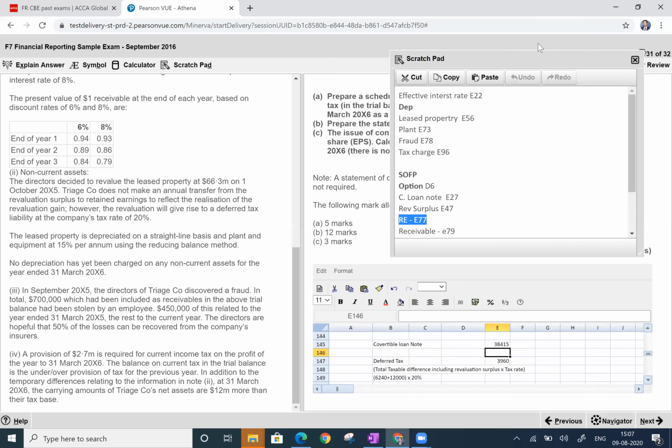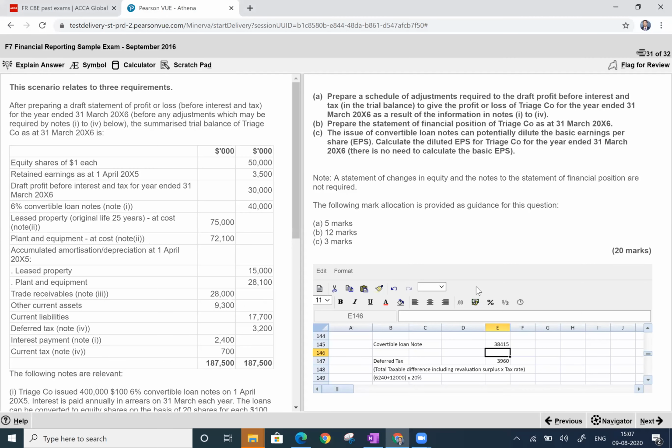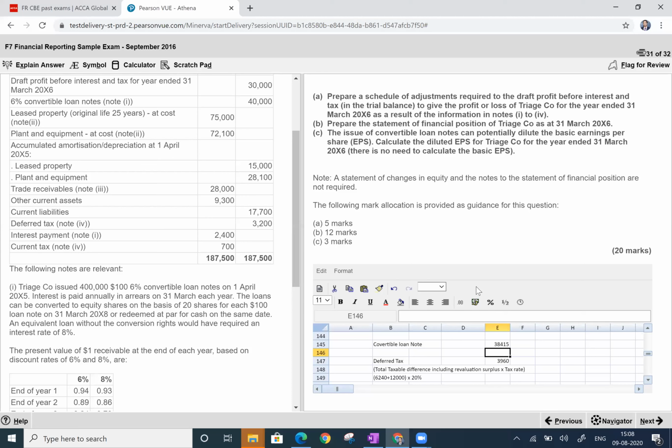Is this clear? We have already done so many types of questions during accounting standard 12. So deferred tax, asset or liability, we have to show it in non-current liability. Okay. So now what is there? After deferred tax, interest payment 2,400. What is that interest payment? Note number 1, triage. That 4,000 into 100, 40,000, 400,000 into 100 into 6. That's not the amount we have to show. There is no payable, nothing. That we have already calculated. Effective interest rate of convertible loan note has already been considered in draft payment.